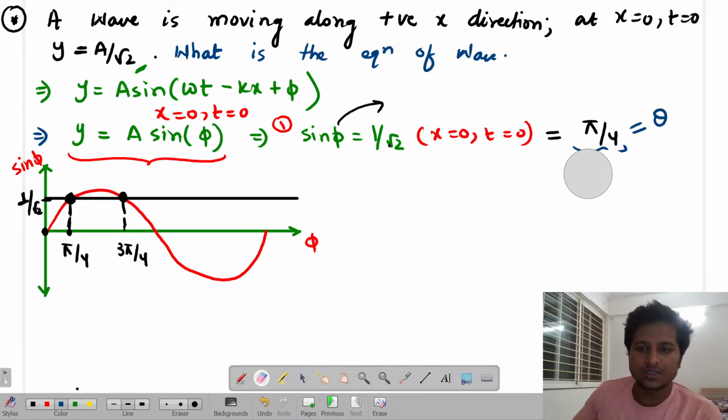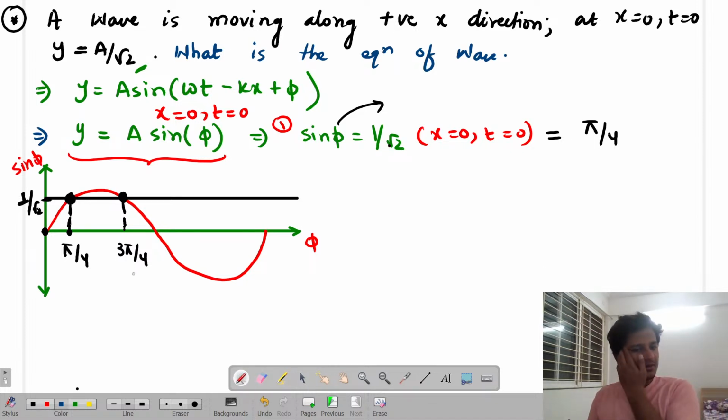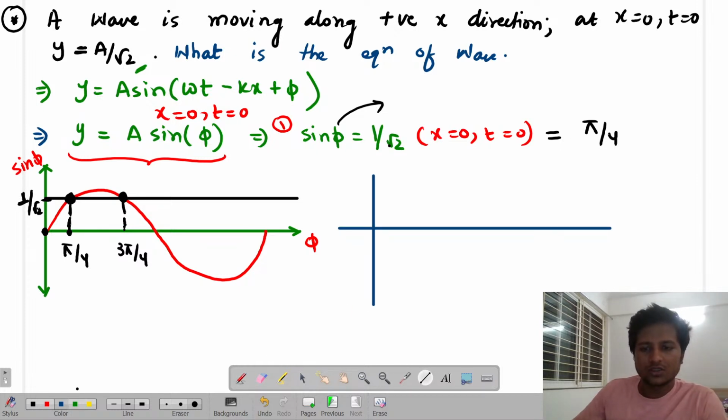Now let us just see. So this angle is pi by 4. This angle is 3 pi by 4. Now what you have to do is draw the normal wave graph. One minute, sorry. How I'm going to do it is simple.